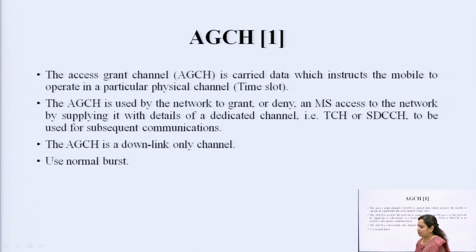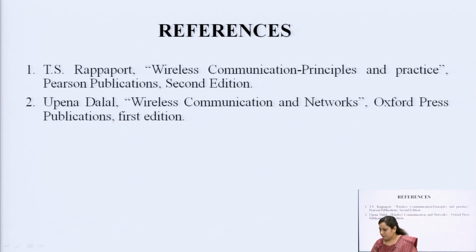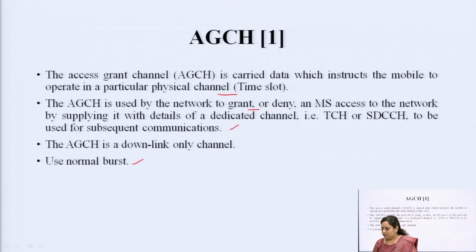Next one is AGCH, that is the access grant channel, which carries data that instructs the mobile to operate in a particular physical channel. The AGCH is used by the network to grant or deny an MS access to the network by supplying it with details of the dedicated channel, that is TCH or SDCCH, to be used for subsequent communications. The AGCH is basically a downlink only channel. It uses a normal burst of information. So, that is related to the access grant channel.